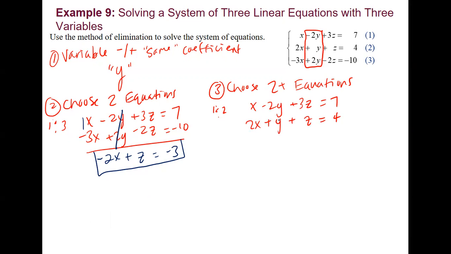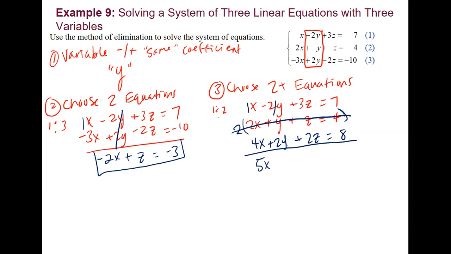So I need to somehow turn y into a 2. What do I need to do? Multiply everything by 2. So now this becomes 4x plus 2y plus 2z equals 8. And that's what I'm working with now. So I have 1x and 4x, and that makes 5x. My y's are going to eliminate. I have 3z and 2z, and that makes 5z. And I have 7 and 8, and that makes 15.